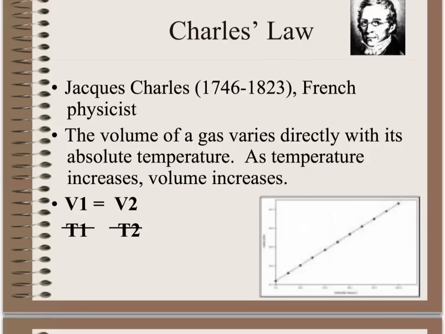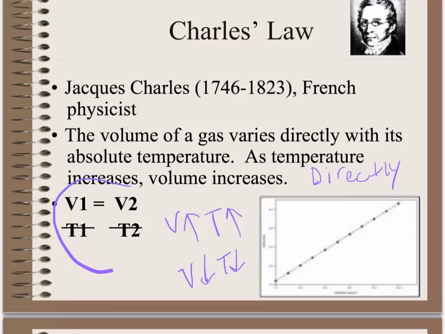And so what he found was that as temperature increases, volume increases. So these are what we say is directly related. When one goes up, the other goes up. When one goes down, the other goes down. And so on and so forth. Unlike Boyle's law, which were inversely related, they were opposite. Okay? And here's our formula: V1 divided by T1 equals V2 divided by T2.